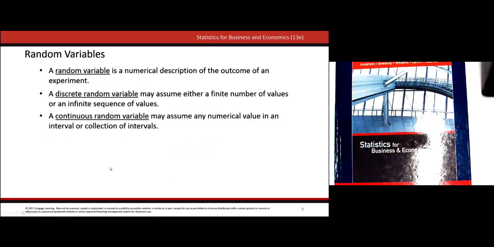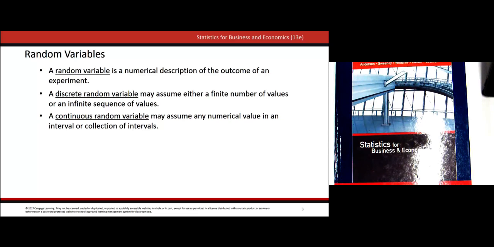So first of all, what is a random variable? Random variable is a numerical description of the outcome of an experiment. So your outcomes may not be numeric, but you can assign a random variable that maps the outcomes with numbers. And we have two types of random variables, discrete and continuous.